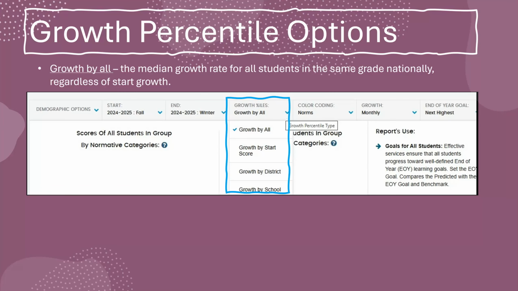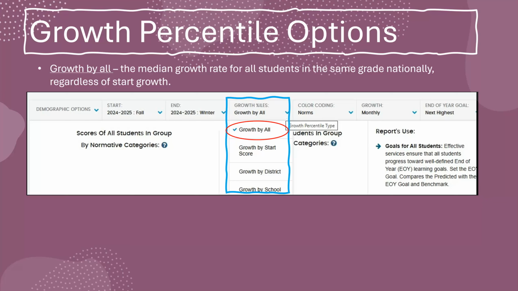Before getting into the report, it is important to understand this filter called growth percentiles. This filter allows you to select from 4 options and compares median growth rates across different groups to provide more meaningful context based on how you want to analyze and use the data. The default is growth by all, which compares the median growth rate of students to all students nationally in the same grade regardless of START score.